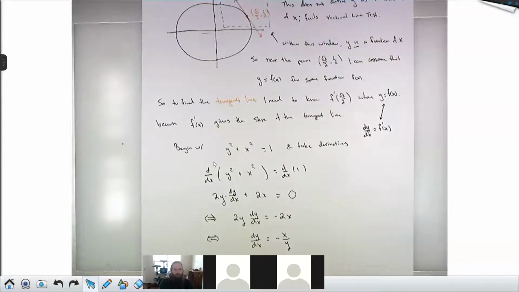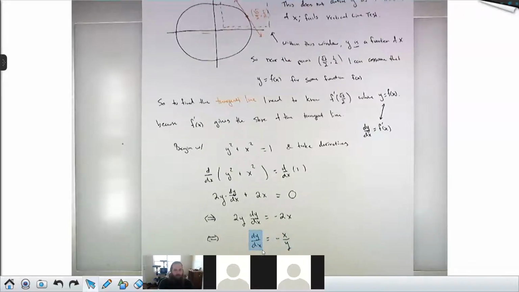What I want to do is find the tangent line to this curve at this point, √3/2, 1/2. I've already got the point. The point is right here. So the thing I need is the slope. The slope should come from f primed, or dy dx. I now have dy dx. The catch is it's not just a function of x, it's also a function of y.